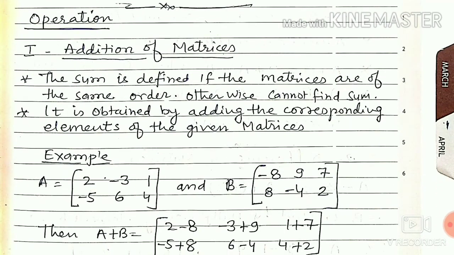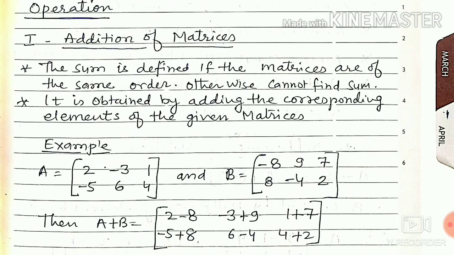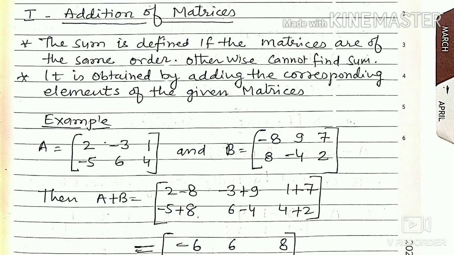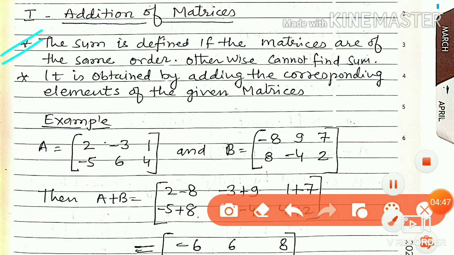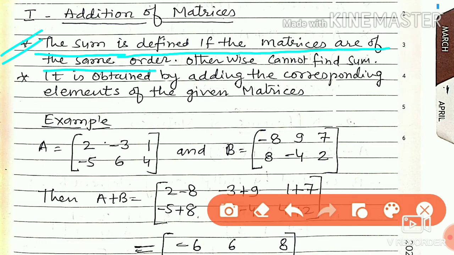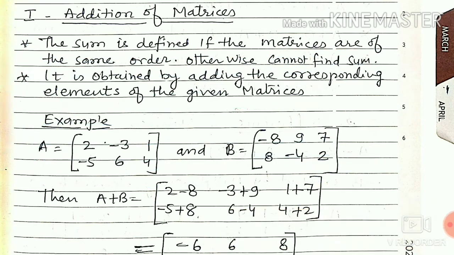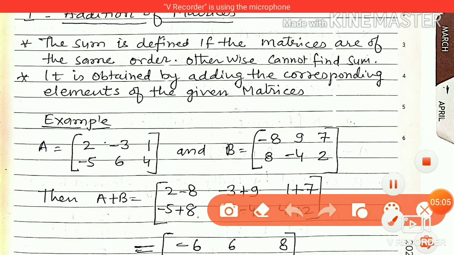Now we will do the operations. What operations? First we do the addition of matrices. How we can add matrices, we will understand today. First condition: the sum of matrices is defined only if the matrices are of the same order, otherwise we cannot find the sum. Means if a sum is given, you can find it only when the orders are equal.